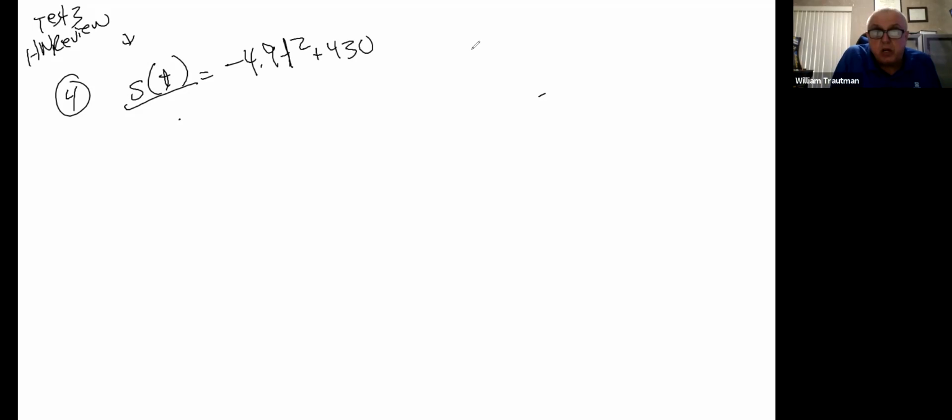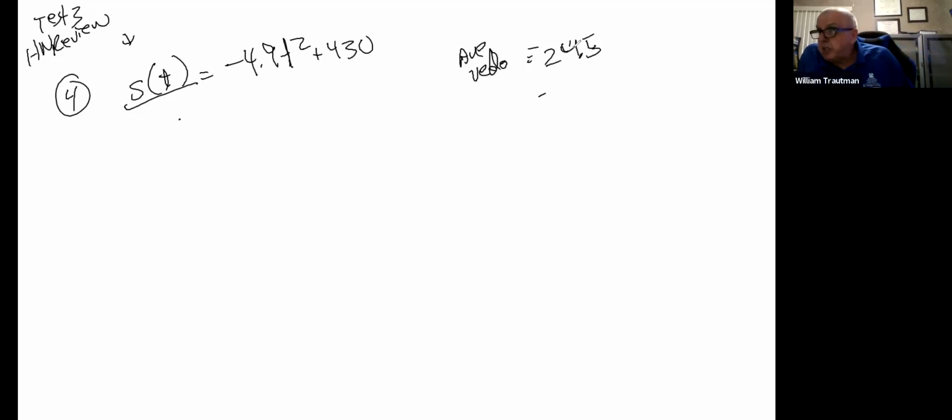So our average velocity was negative 24.5. The height of an object after it's dropped is 430 meters per second. Find the average velocity of the object. The average velocity was negative 24.5 meters per second, and it's negative because it's falling down. And then part B says use the mean value theorem.